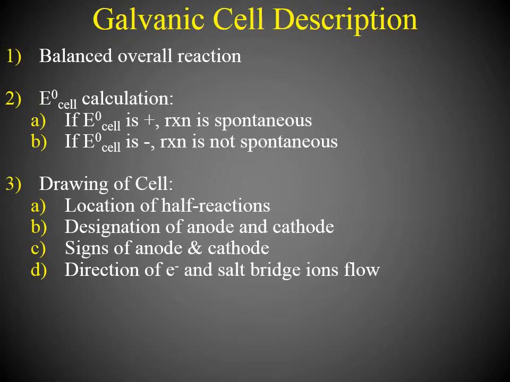Then the last thing you need to do is draw the cell. You have to locate the half reactions in the correct locations, designate the anode and the cathode, indicate the signs of the anode and cathode, and also indicate the direction of the electrons and the ions flow in the salt bridge.